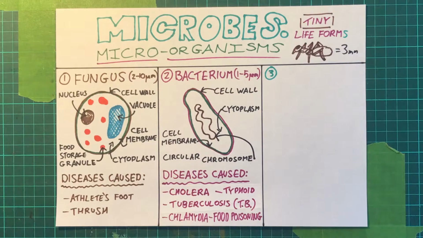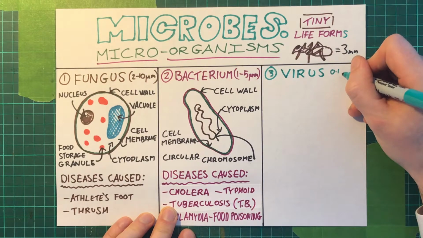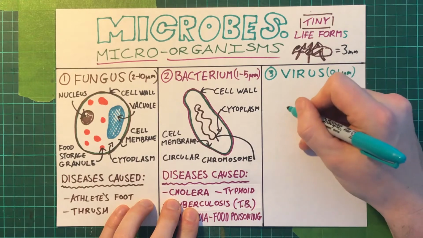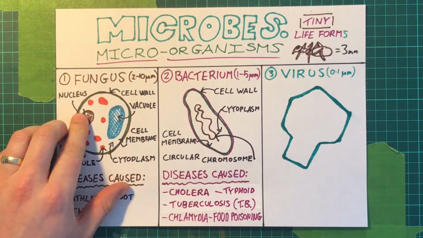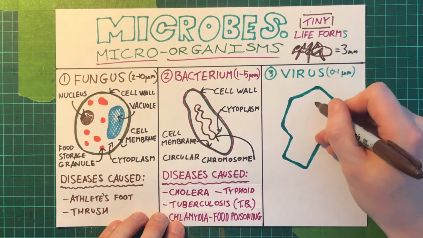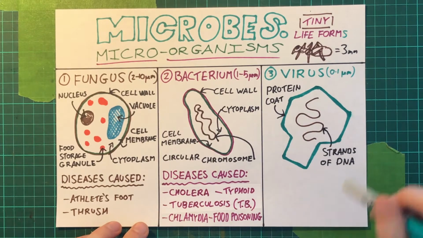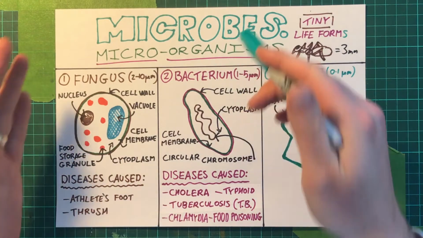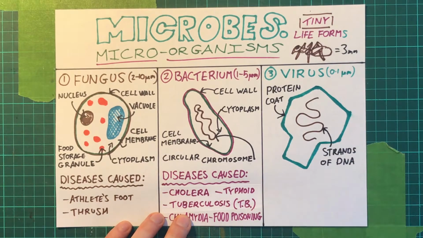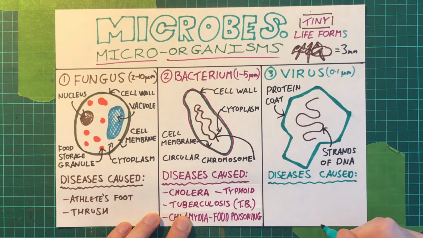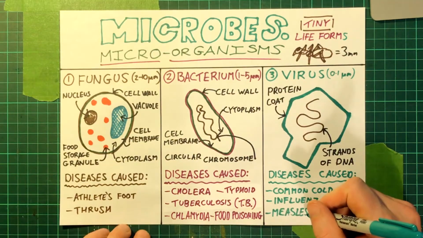Now, the final type of microbe we're going to talk about in this video is the virus. And a virus is usually around 0.1 of a micrometer. Now, a virus doesn't have a cell wall. It just has a protein coat. And it doesn't even have a nucleus or a full chromosome, but it does have strands of DNA. And for this reason, because they only reproduce inside a host cell, some scientists say that they shouldn't actually be classified as microbes, but for our purposes, we're listing them as a third type. Viruses can cause the following diseases: the common cold, HIV, influenza or the flu, measles, and also chickenpox.